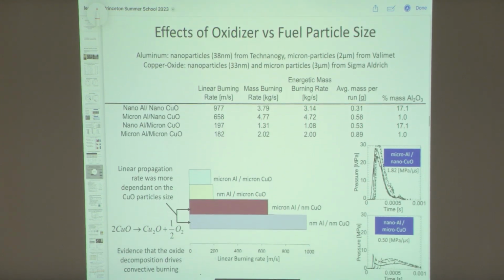And here are some results of burning rates, looking at a combination of micron aluminum with micron copper oxide, nanometer aluminum with micron copper oxide, and micron aluminum with nanometer copper oxide. If I compare this system versus this system here, you can see it's the nanometer copper oxide that's more important than the nanometer aluminum. That's because it's really the release in these systems of getting the oxide available to react with the metal.